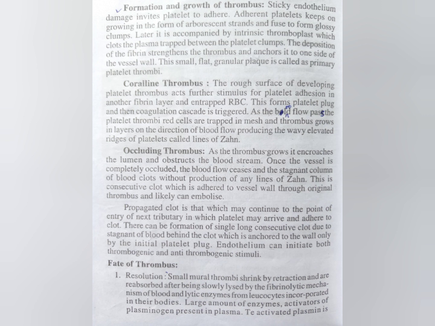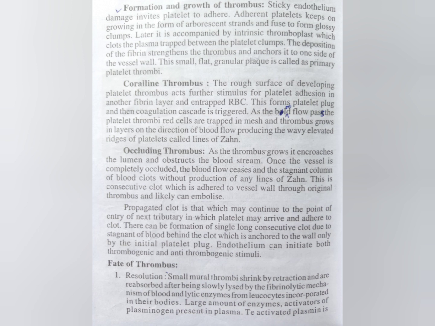Once the vessel is completely occluded, the blood flow ceases and the stagnant column of blood clots without production of any lines of Zahn. This is a consecutive clot which is adhered to the vessel wall, though the original thrombus is loosely attached and likely can embolize. Fate of thrombus.